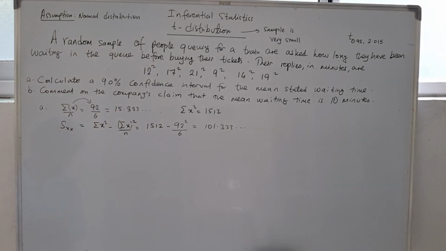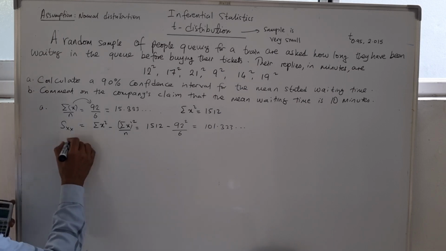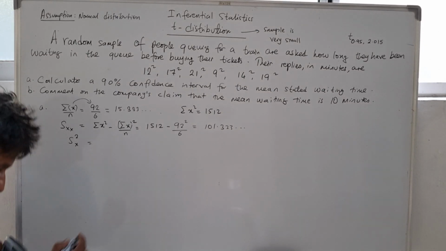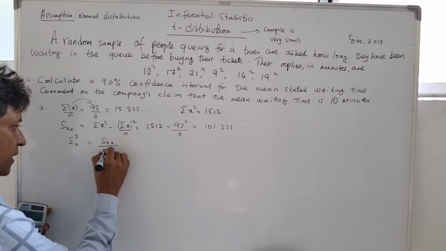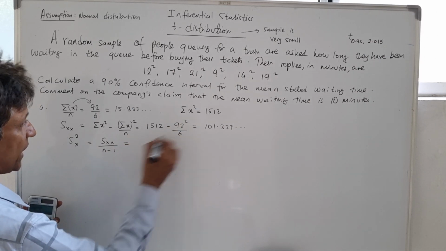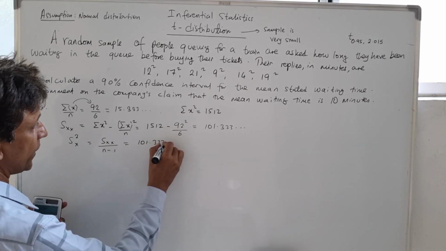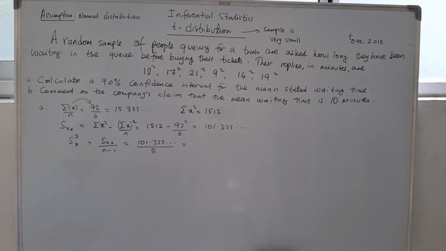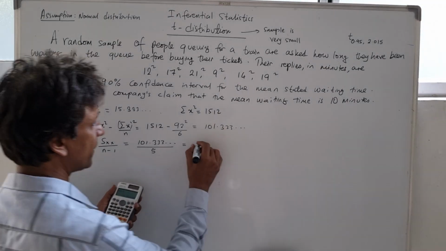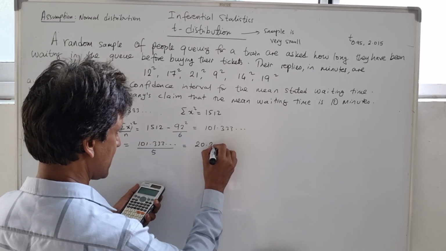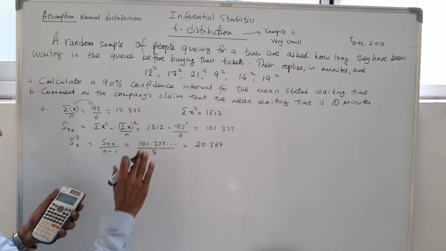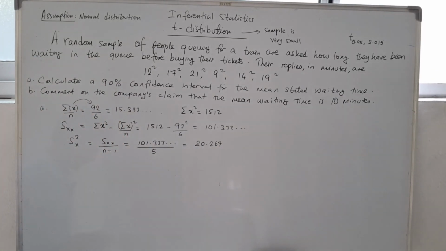And now to calculate the standard deviation: because that's a small sample size, the standard deviation of x is going to be equal to the square root of Sxx over n minus 1. So this is practically 101.333 and so on, divided by 5. Let's do this on our calculator, and we get 20.26 and so on. Let's say 20.267 to stop it there. And that's my variance, as such.